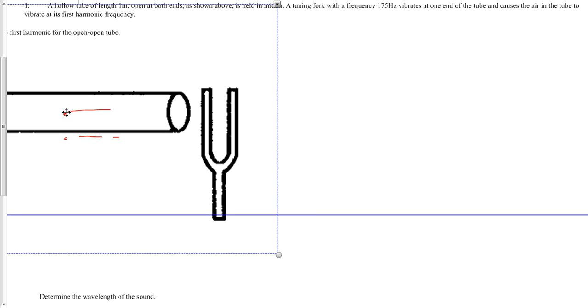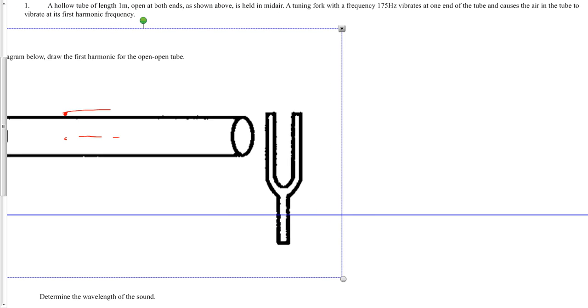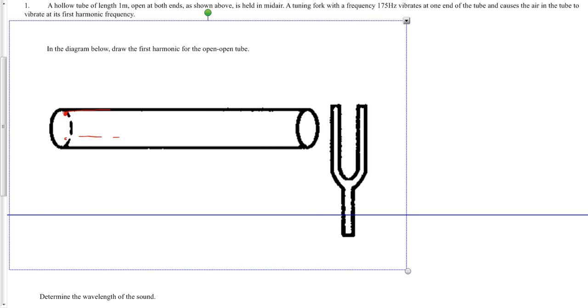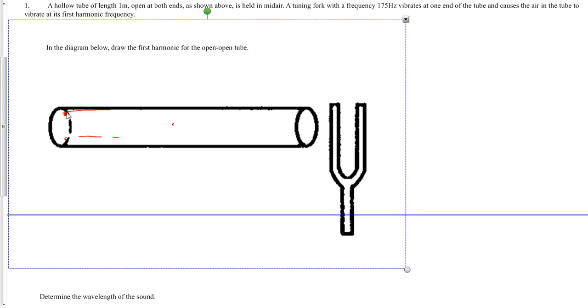We'll just drag that around for you too. A node should be at the middle of that pattern, that looks like this. That's the first harmonic of an open tube. Open ends have to have antinodes. Closed ends have to have nodes.